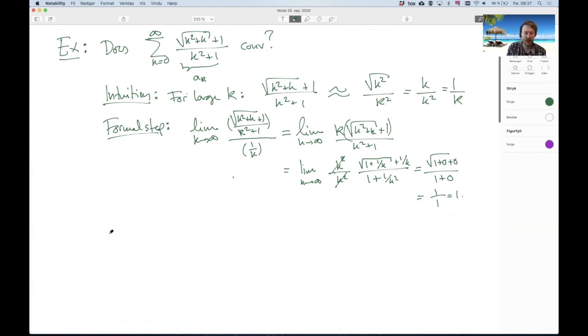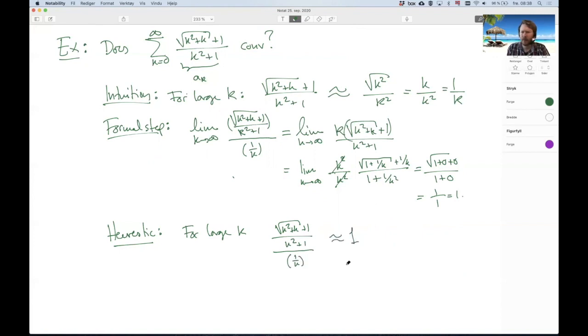So let's do a heuristic here. Heuristic means basically hand waving. So for large k, we know that these terms divided by these terms are really, really close to 1. Now, can we make that more precise? Well, if we use the definition of the limit, then we know that for every epsilon, there exists an n such that when k is bigger than n, we have that this thing here, minus 1, remember there's a parenthesis here, is smaller than epsilon.